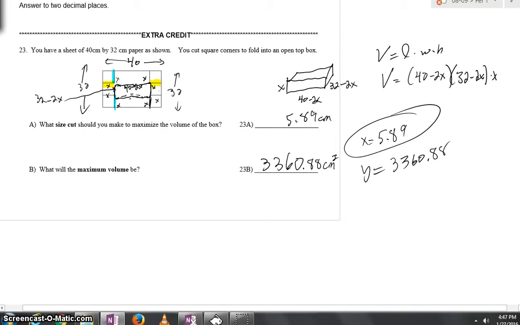So again, what you have to do is realize that as you're able to cut out those corners and you're going to fold your flaps up, you're going to have new dimensions of your box. I think one of the trickiest parts is folding these little flaps up here is how your height is going to be x. Sometimes it's easier to actually see a piece of paper with the square corners cut out and folding them up. Well, hope this helps.